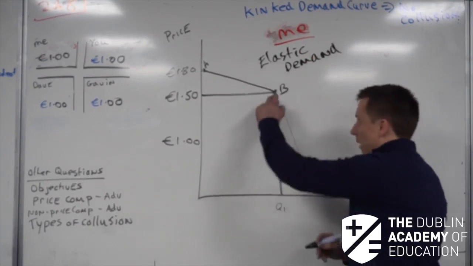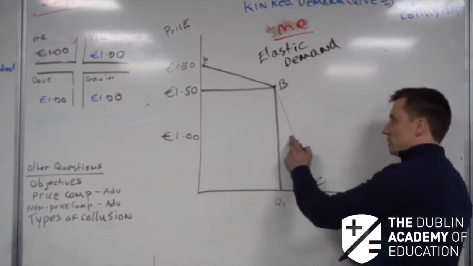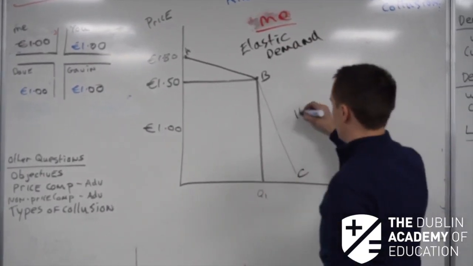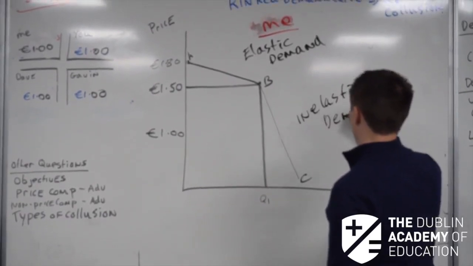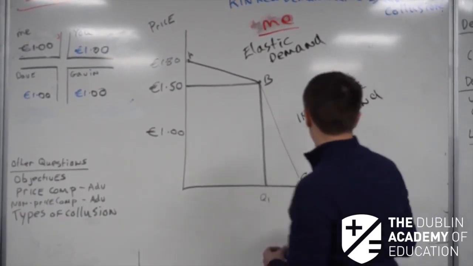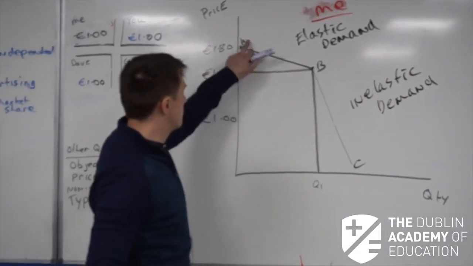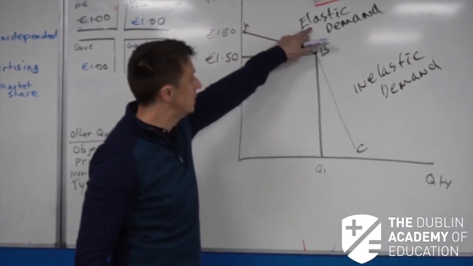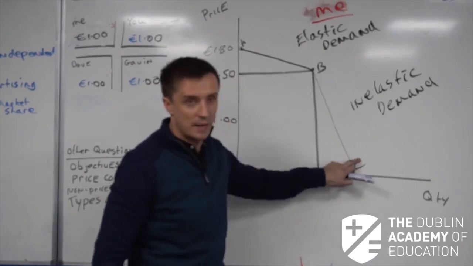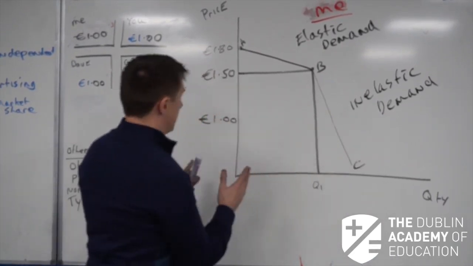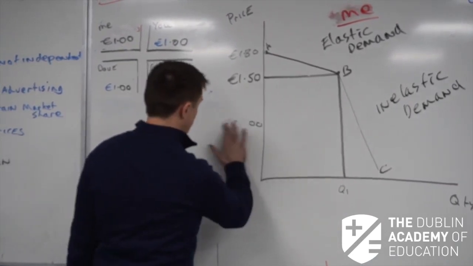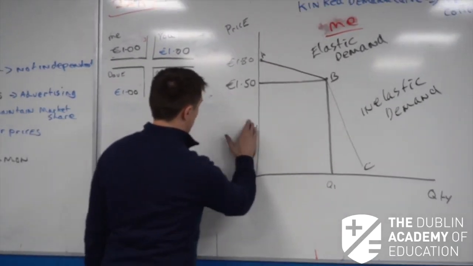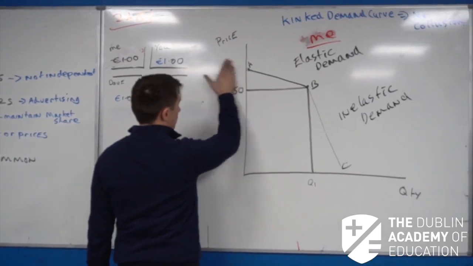And if I drop my price, I'll gain very few additional customers. So I'm going to have inelastic demand. And that's what they want you to be able to understand in this exam. They want you to be able to explain that this portion of the demand curve from A to B is elastic demand, and this portion of the demand curve from B to C is inelastic demand. Once you've got that, the rest of the thing is quite easy. So I'll rub this out now, but we'll keep pushing on through it.